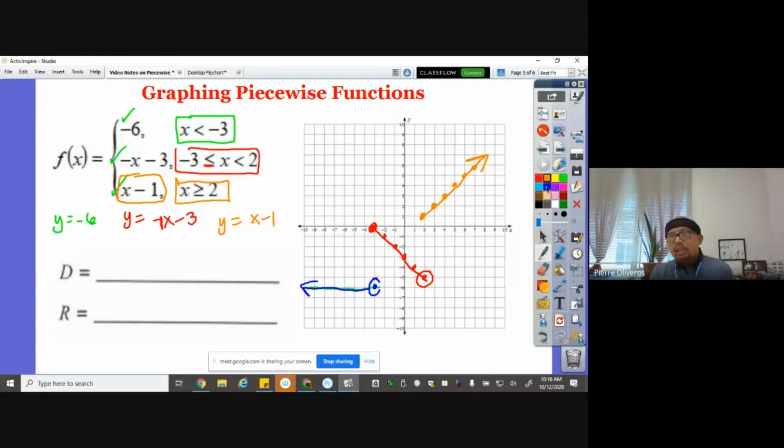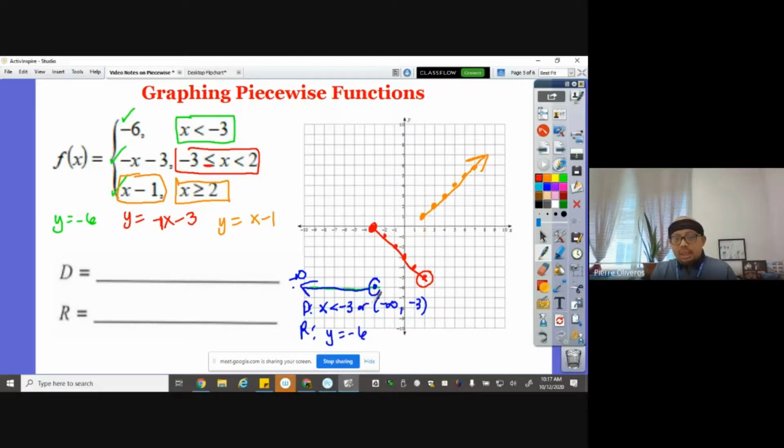Okay, let's find the domain and range here now. For the domain here, this is going left to right. The graph goes to negative infinity, but it stops right here at -3. So the domain here is x less than -3, or you can say from negative infinity to -3, parenthesis. And the range here, it doesn't go up or down. It remains the same at -6. So y equals -6.